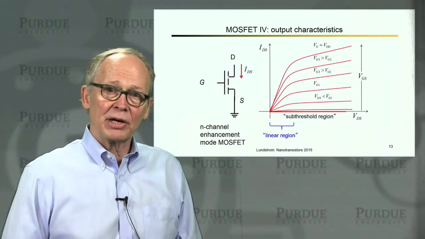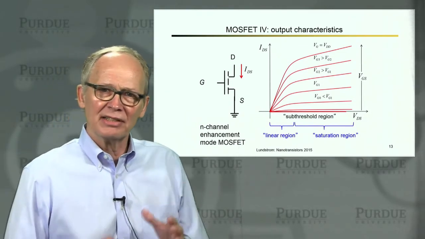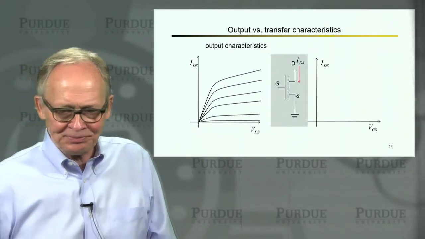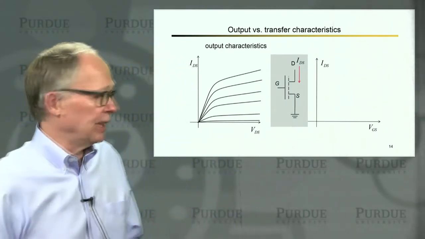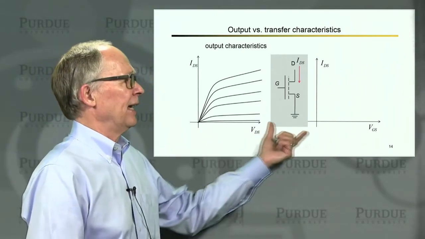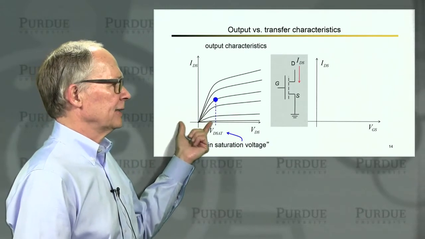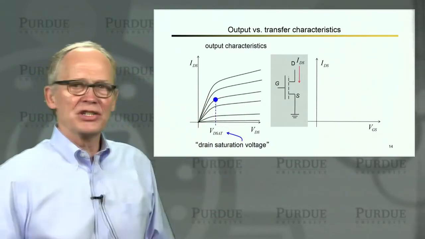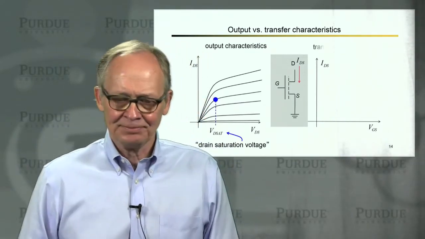But again, above threshold, the two key regions are the linear region and the saturation region, depending on the magnitude of this voltage I apply between the drain and the source. So you want to get familiar with going back and forth between output characteristics and transfer characteristics. If you look at these output characteristics, the dividing line between the linear region and the saturation region is this critical voltage we call the drain saturation voltage, VD sat.